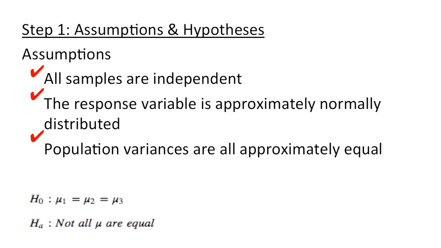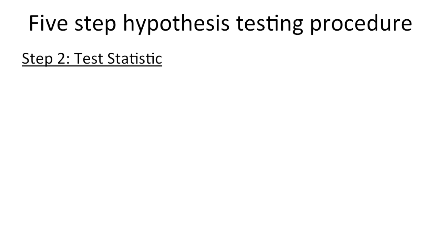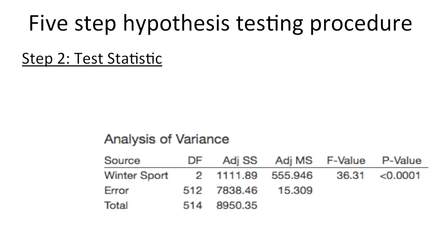Next, we write our hypotheses. The null hypothesis is that all of the population means are equal. The alternative hypothesis is that not all population means are equal. Step 2 is to compute the test statistic. Here we have our analysis of variance table from Minitab Express. The F value, or F test statistic, is 36.31.